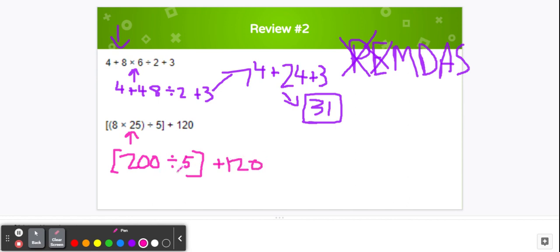So 200 divided by 5. Let's see, what is 200 divided by 5? That's 40. So then our last step is 40 plus 120. And that gets us 160.